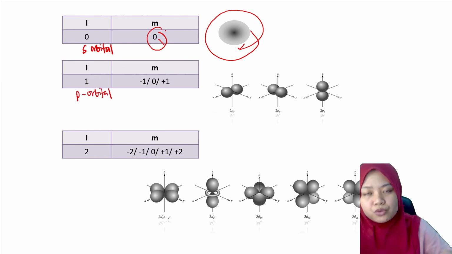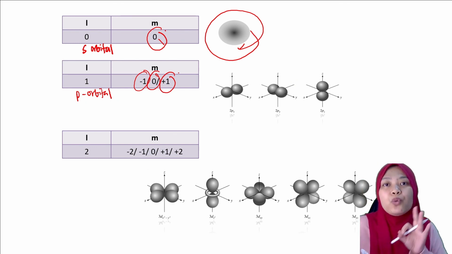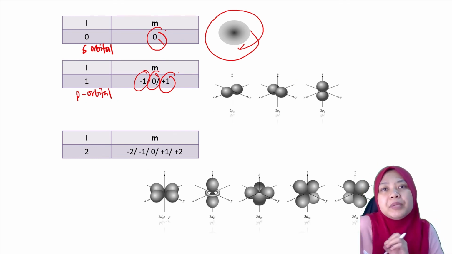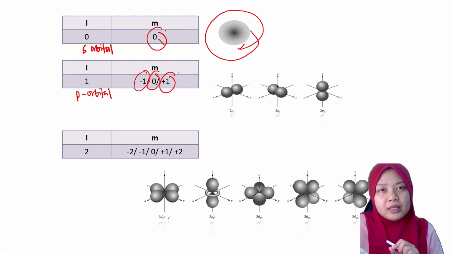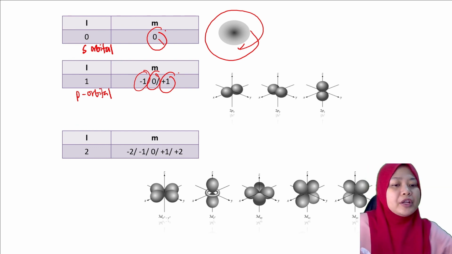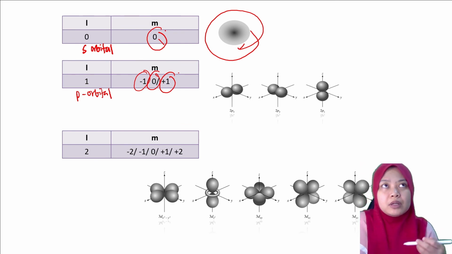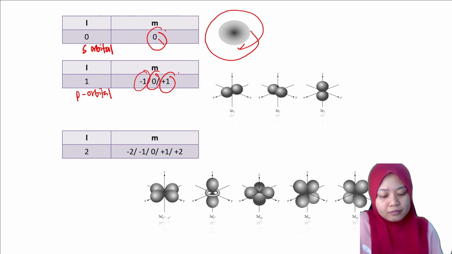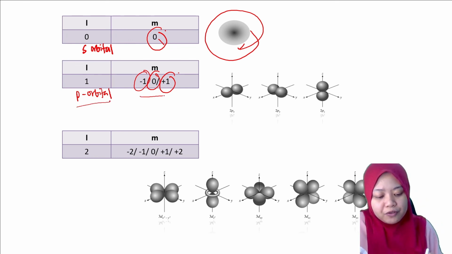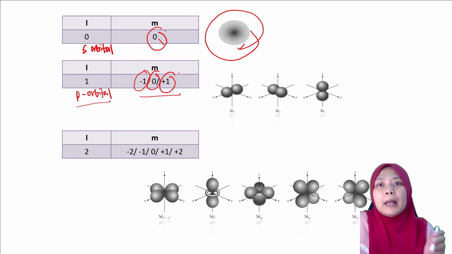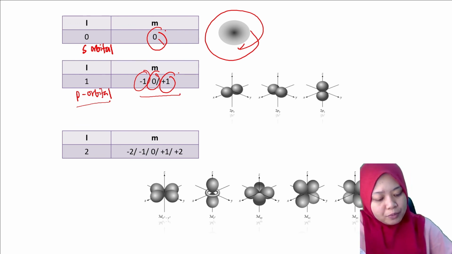p orbital. So since there are 3 values of m, that means there are 3 ways to draw p orbital. The first point tadi is m is referring to the orientation of that orbital. Okay, orientation maksudnya it also means there are how many ways to draw that orbital. Okay, here p orbital, there are 3 values of m. That means there are 3 ways to draw p orbital. Okay, so p orbital, kita ada px, py, pz.